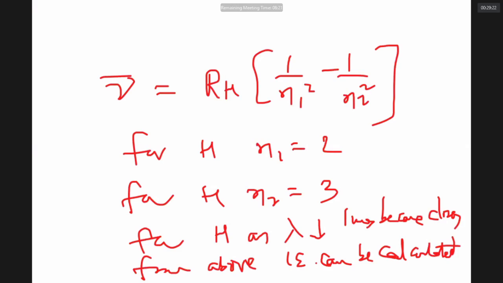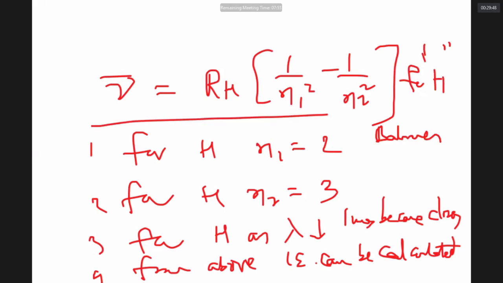What are correct statements in 1, 2, 3, 4? All 1, 2, 3, 4 are correct. Only 1 and 3 are correct. Only 1, 2, 3 are correct. Only 2, 3, 4 are correct. So what is your answer? For hydrogen, Balmer series. Question is very clear. In the Rydberg relation, nu bar is equal to RH into 1 by N1 square minus 1 by N2 square, for the hydrogen Balmer series. What are correct statements in this?